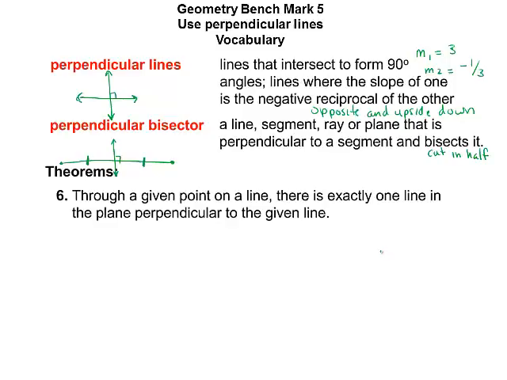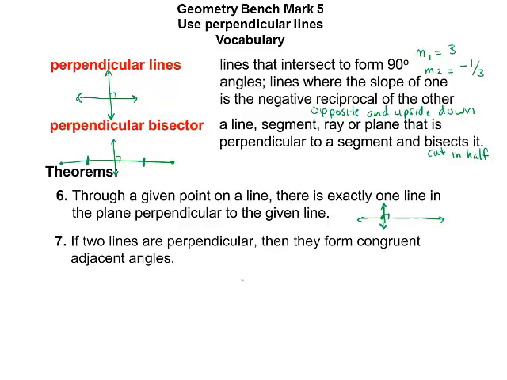Okay. And then we have theorems. Through any point on the line, there's exactly one line perpendicular to that line. So if I have a line and I pick a point, say here, there's only going to be one line that can go through that point and be at a 90-degree angle. Any other line, you might have like an 89.9 or a 90.1, but there's only going to be one 90-degree angle, perpendicular line, so right here.